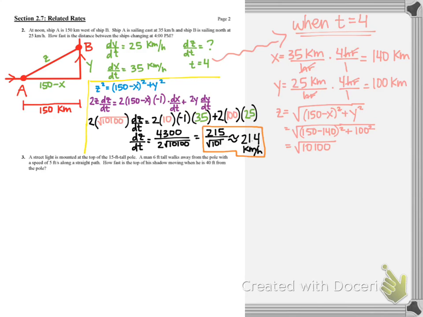Let's move on to number 3. Number 3 says, a street light is mounted at the top of a 15-foot tall pole. A man 6 feet tall walks away from the pole with a speed of 5 feet per second along a straight path. How fast is the top of his shadow moving when he is 40 feet from the pole?